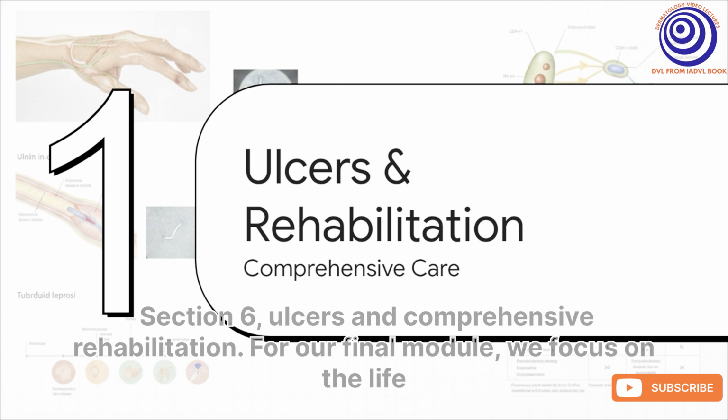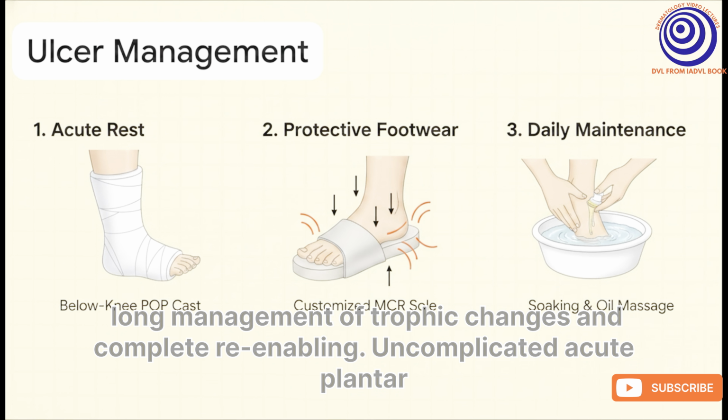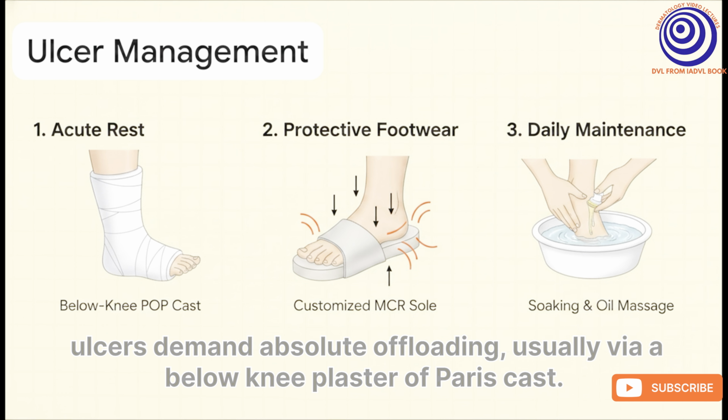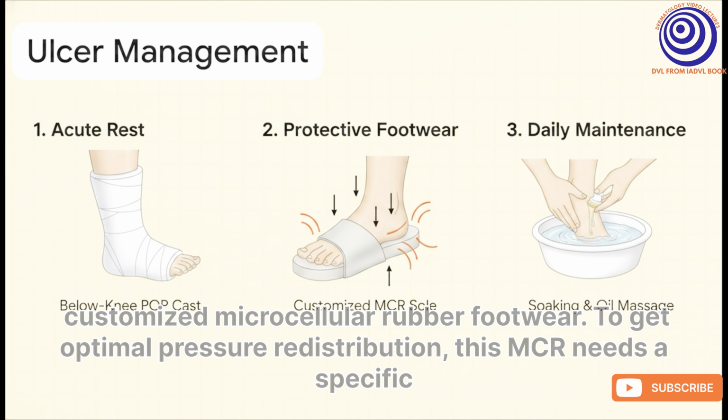Section 6, Ulcers and Comprehensive Rehabilitation. For our final module, we focus on the lifelong management of trophic changes and complete re-enablement. Uncomplicated acute plantar ulcers demand absolute offloading, usually via a below-knee plaster of Paris cast. Post-healing, it's all about lifestyle modification. Patients must transition to lifelong customized microcellular rubber footwear.